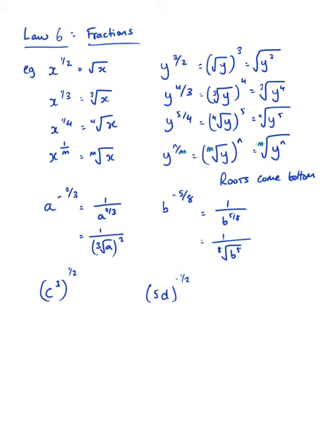We can combine it with our brackets rules, so that's the same as c to the power of 3 over 2, which is the square root of c raised to the power 3. 5d to the minus a half is the same as 5 to the minus a half, d to the minus a half, which is 1 over root 5 times 1 over root d, which of course we could simplify as well if it's easier, to 1 over root 5d.